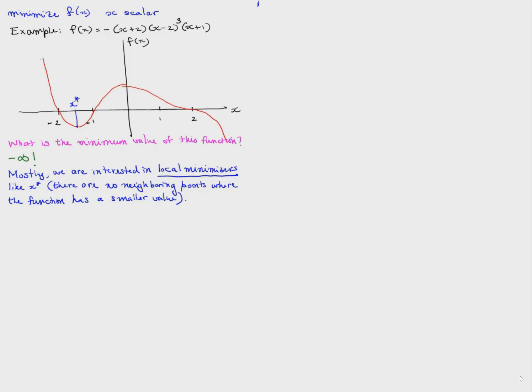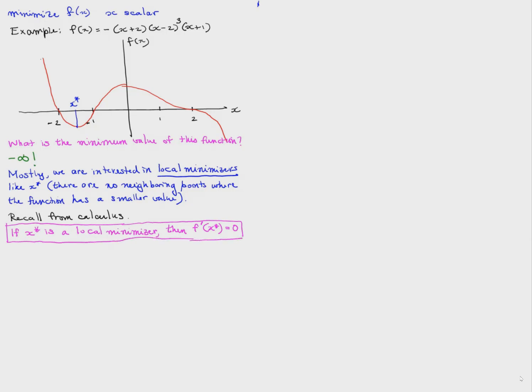So recall from calculus, if x star is a local minimizer, then f prime of x star, the derivative of the function evaluated at x star, equals 0. This is a necessary condition. That means if x star is a minimizer, then f prime of x star is 0. The other way around is not true. We can think about why.